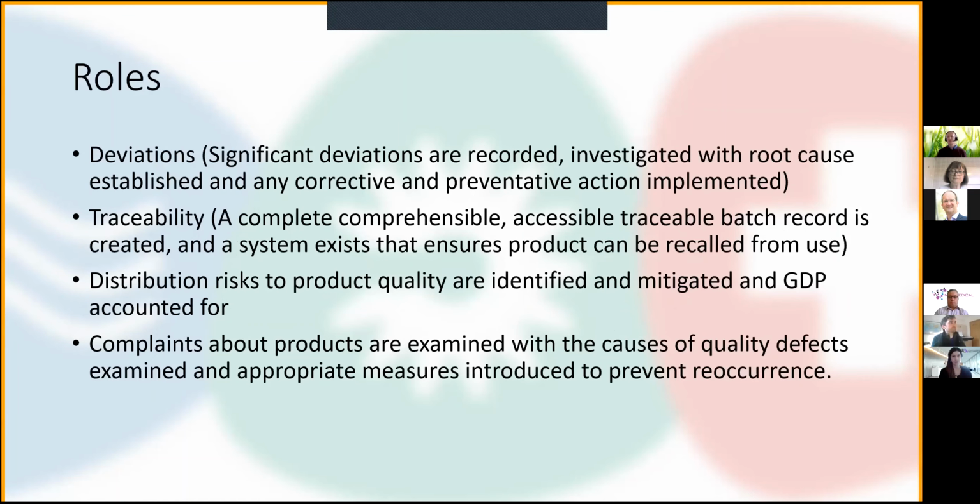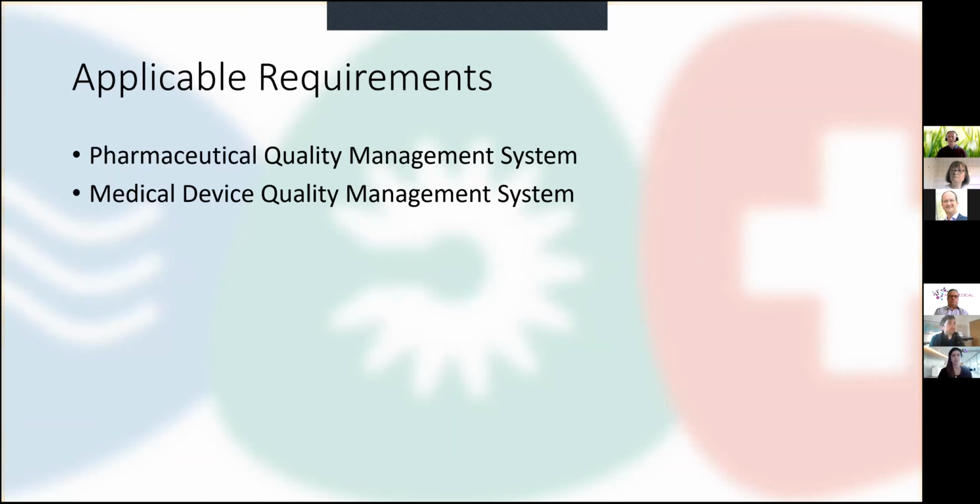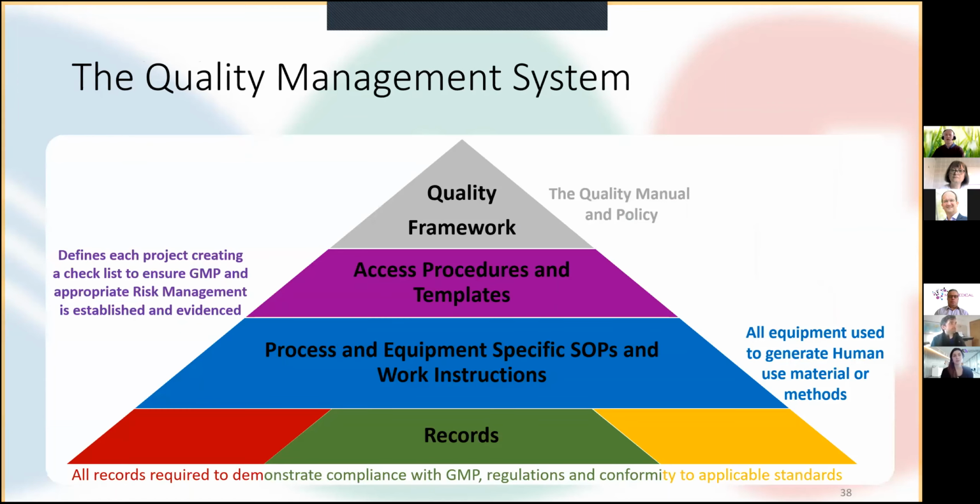Deviations, traceability, distribution, complaints, as I've mentioned before, these are all things that have to be defined in terms of who's doing them. The quality manual is written to address the needs of both the pharmaceutical quality system and the medical device quality management system as well. So it's somewhat unique in that, and that speaks to the question that Diane asked earlier about the difference between GMP and 13485. Just a reminder that this is the framework in which we're working.